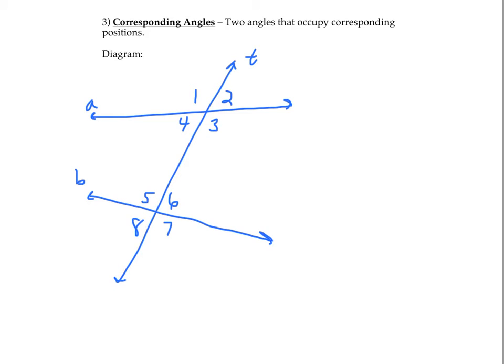For our next special angle pair relationship, we're going to take a look at corresponding angles. And the definition isn't very helpful. It says that corresponding angles are two angles that occupy corresponding positions. So that word corresponding is used as part of the definition. Okay. Well, we can be more specific than that. A description of corresponding angles includes the fact that the angles are on the same side of the transversal.